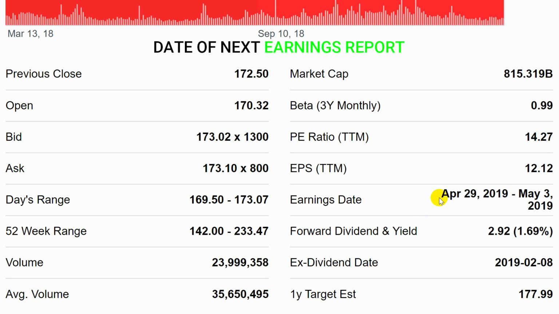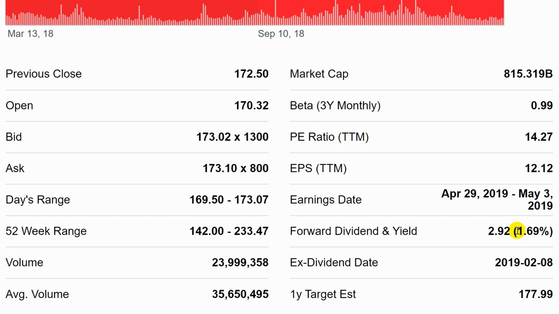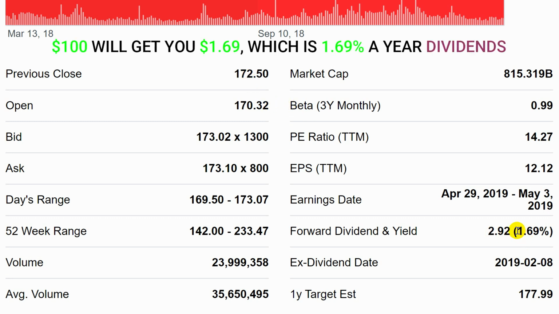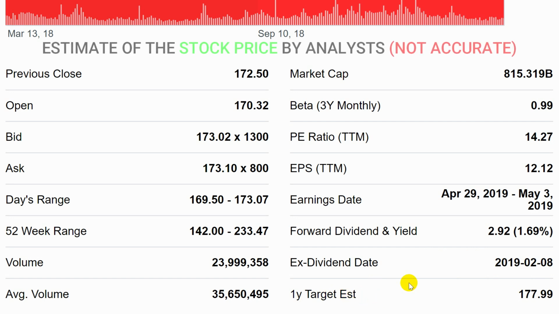So Apple might be reporting around May of 2019. Forward dividend and yield is the estimate of how much dividends they're paying. They're paying $2.92 per share of Apple, or about 1.69% of your money. So if you invested $100 in Apple, you would get $1.69 every single year. Ex-dividend date is the day you have to own the stock in order to get the dividends. So you have to own Apple stock on February 8th to get paid for the next dividends. 1 year target estimate is how much analysts think the price will be in 1 year, but this number is usually a wild guess and not very accurate.